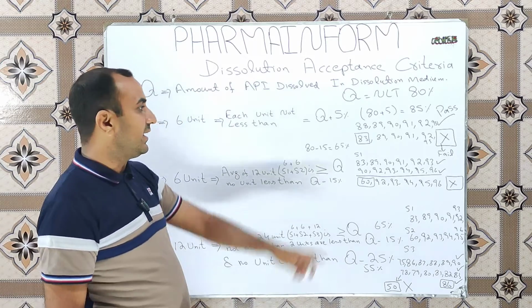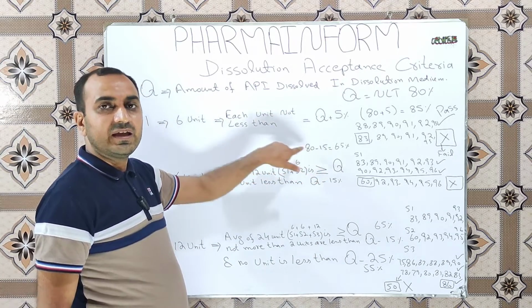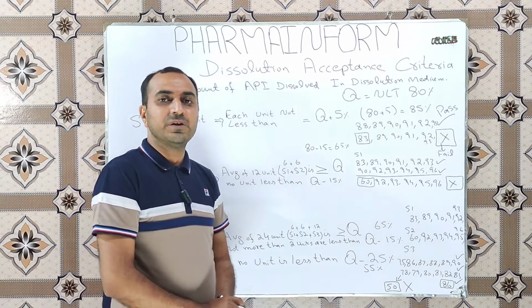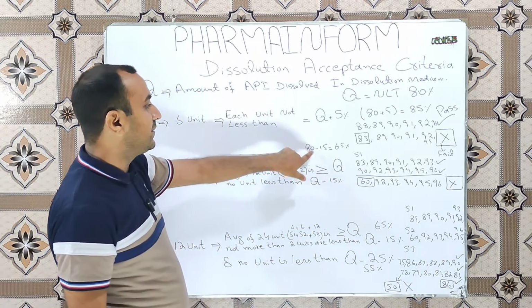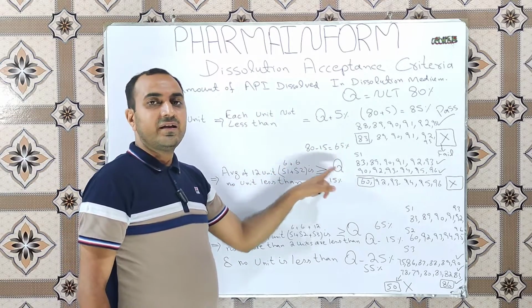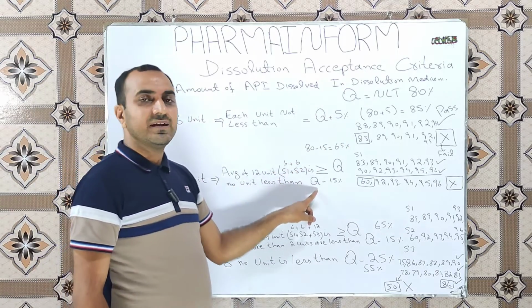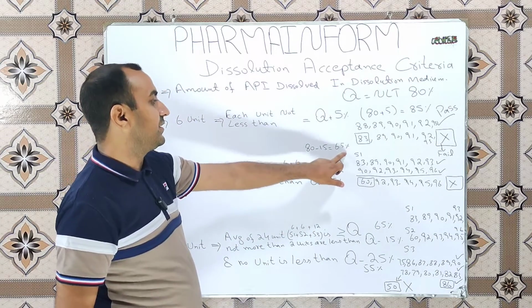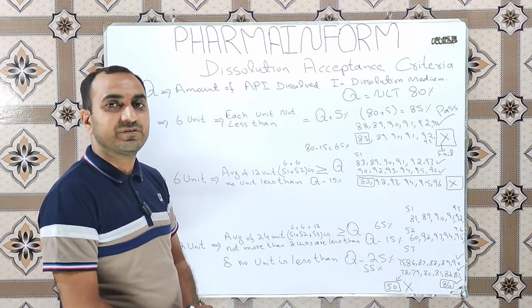For easy understanding, in our case Q is 80. So the average of 12 units should be equal to or greater than 80%, and no unit should be less than Q minus 15, meaning 80 minus 15. The answer is equal to 65%.